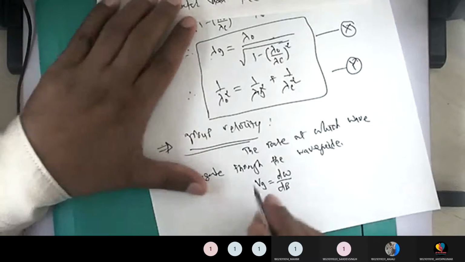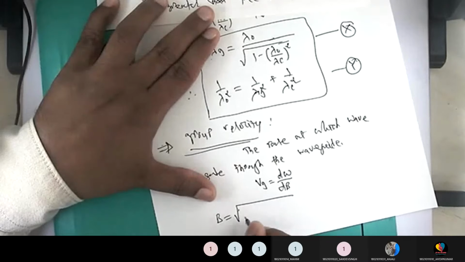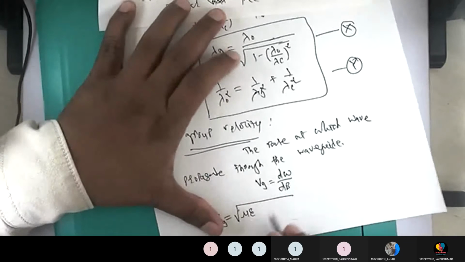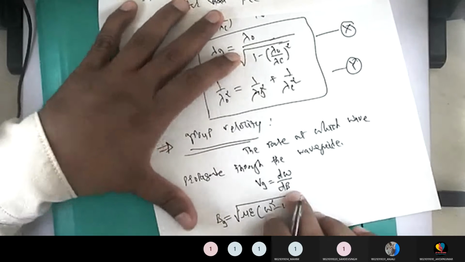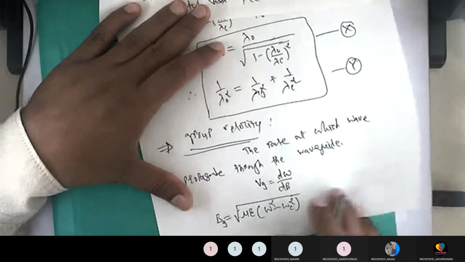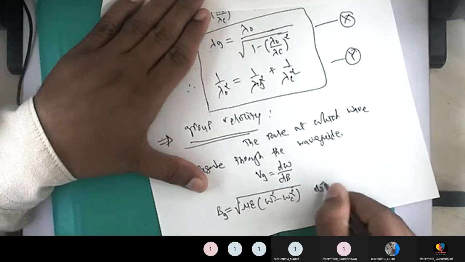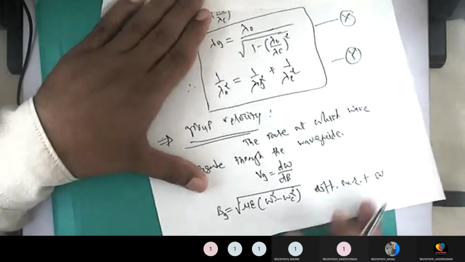Here we already know, as we have already derived, that beta is our phase constant in a waveguide, and that is equal to the square root of mu epsilon into bracket omega square minus omega c square. If I put in and try to derive these terms, let me differentiate this beta with respect to omega. Then what will I get?